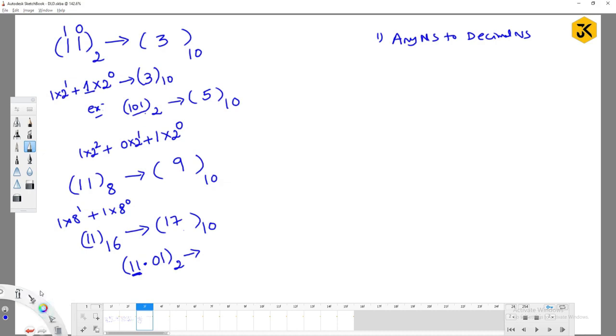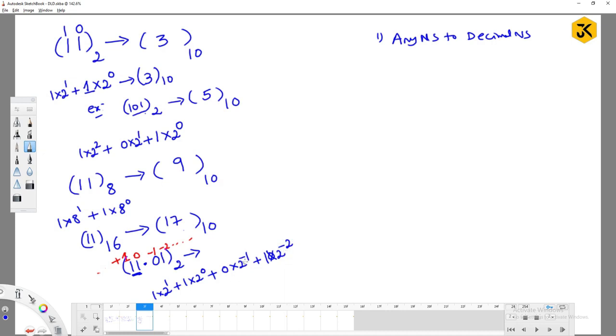If you observe here, this index is 0, and moving to the left the index position is 1 and so on. Similarly, on the right the index positions are -1, -2 and so on. Moving left is plus and moving right is minus. The same procedure: first calculate the positive part, 1 into 2 power 0 plus 1 into 2 power 1, then the negative part, 0 into 2 power -1 plus 1 into 2 power -2.